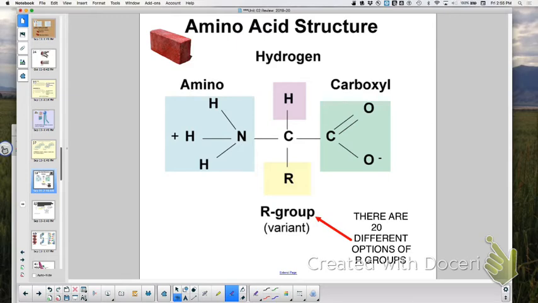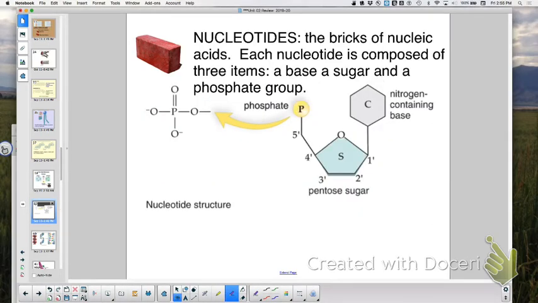Okay? Next we talked about nucleic acids. Nucleic acids are built out of nucleotides. Nucleotides consist of a base, sugar, and a phosphate group. If your sugar is deoxyribose, then you know that you are in DNA. If your sugar is ribose, you know you are RNA.